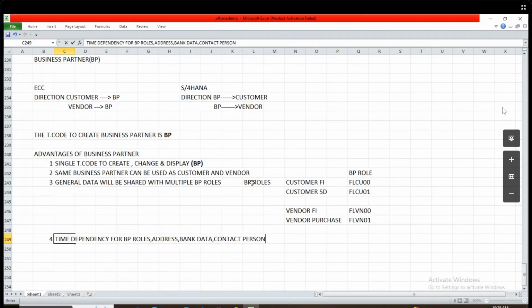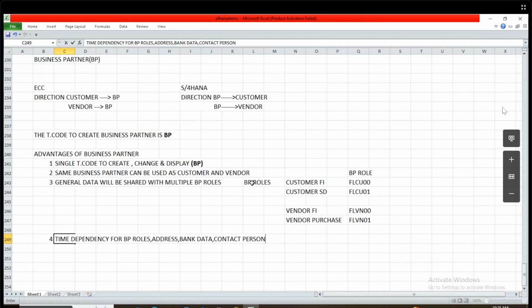Last year the address was so and so. Now this year the address changed. You can create one more address and mention the validity period. And next year if the address changes again, you can create one more address. But you have the total history: last year what was the address, this year what was the address, next year, like that. So you can have validity periods.